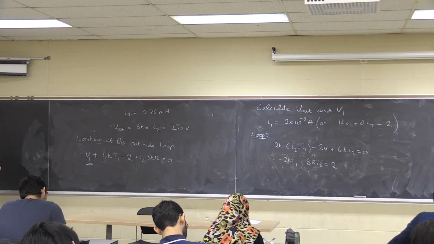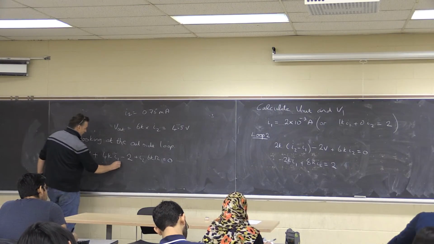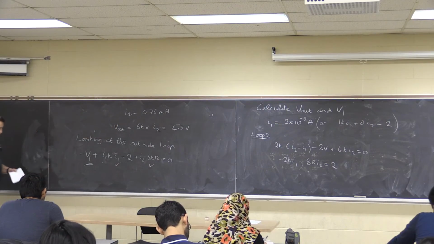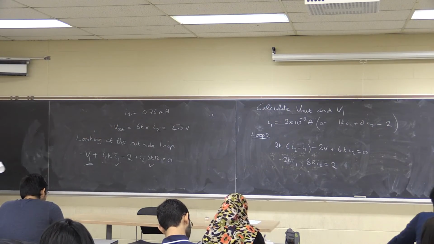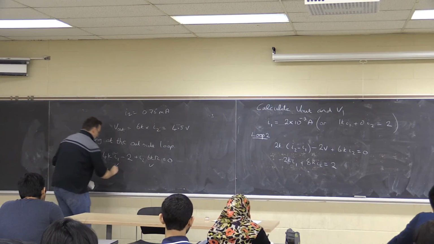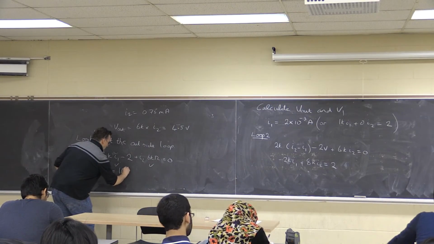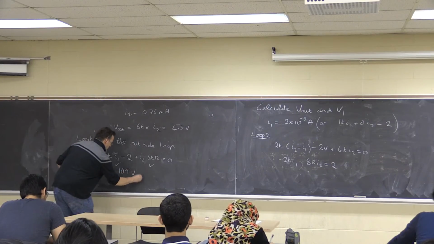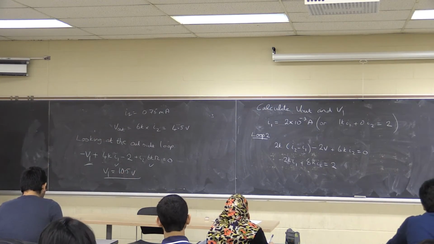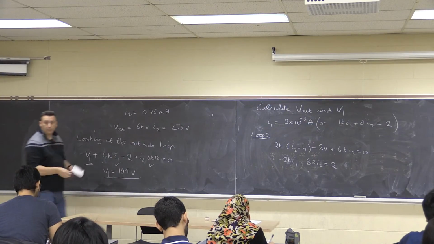So V1 is what I want. I've already worked out this, and I've already worked out this one. So I know what V1 is. If you plug in numbers there, you should get V1 equals 10.5 volts. So that should be 10.5 volts across that input circuit.